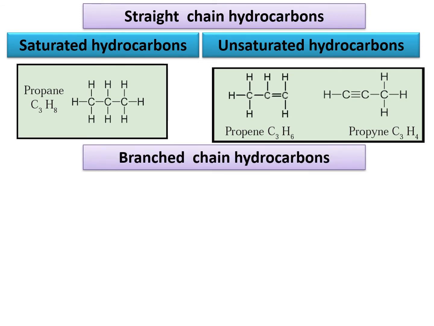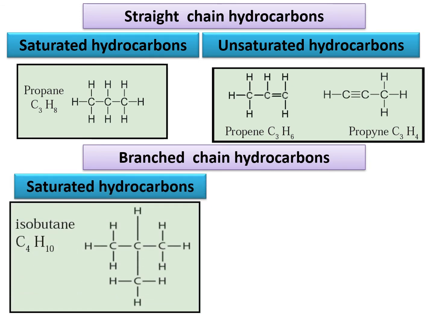Now we move to the next one, branched chain hydrocarbon. Here we will take the example of butane. Under saturated hydrocarbon, we have isobutane. It is butane only, but in the form of a branched chain, and that is why the name is isobutane, because it is an isomeric form of butane. This is saturated. Why saturated? Because all the bonds between carbon and carbon are single bonds.